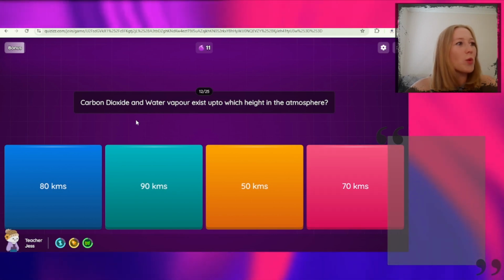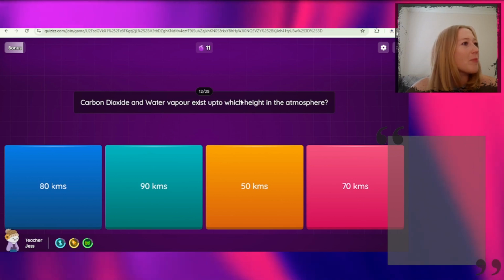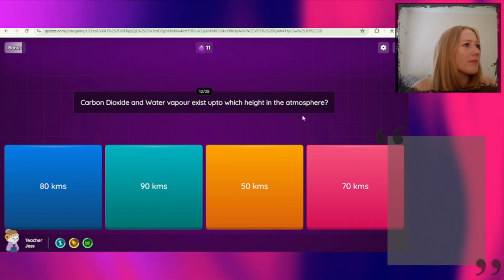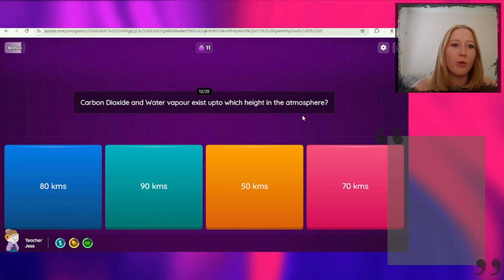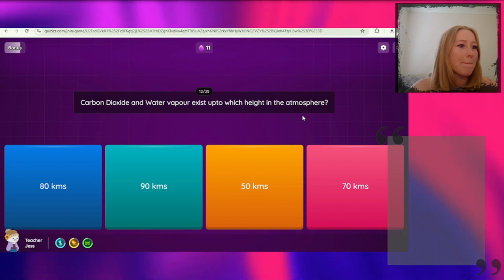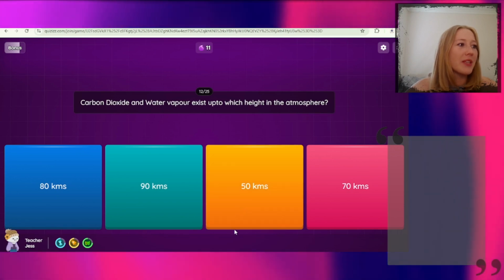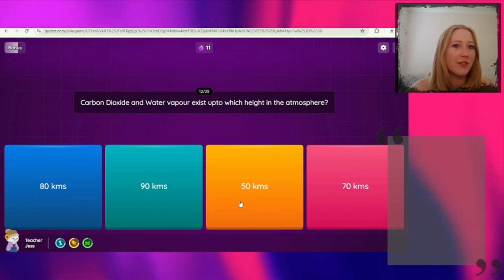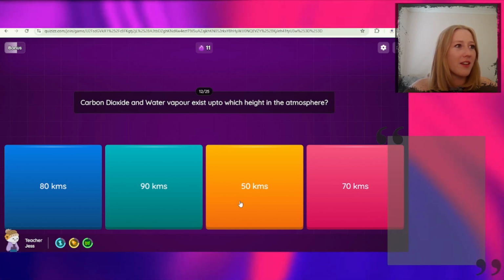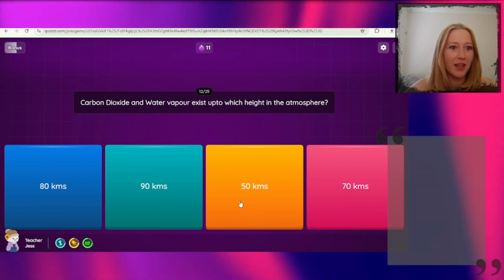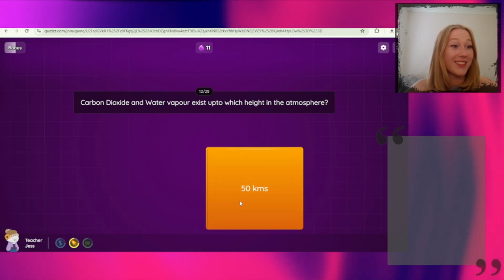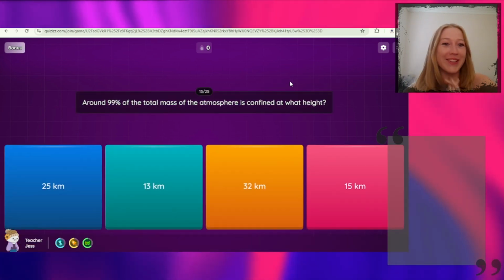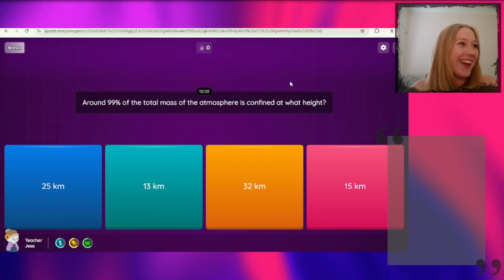Carbon dioxide and water vapor exist up to which height in the atmosphere? I'm thinking 50. I don't think it would go beyond the stratosphere. I'm just thinking about the water vapor. I think 50. Oh, no! No! Can I get a redemption question? I want to try again. Okay.